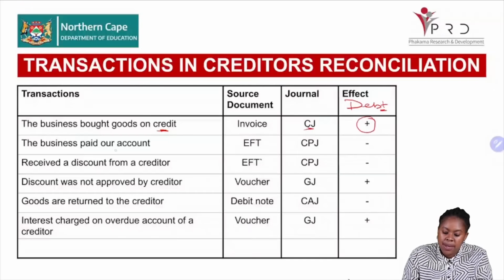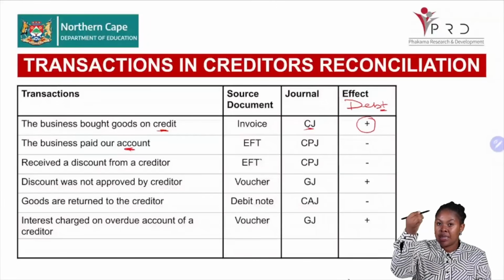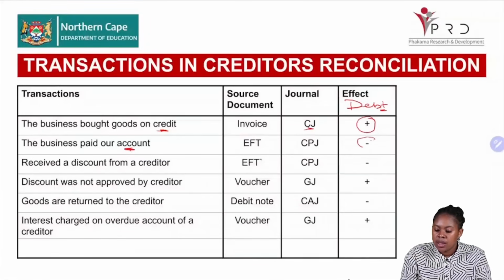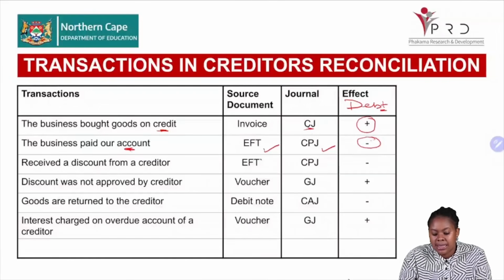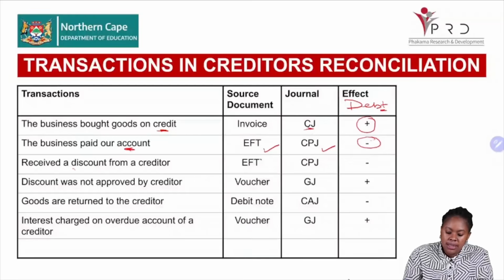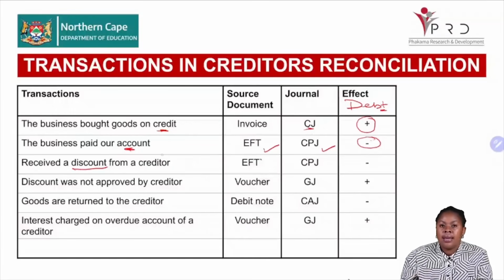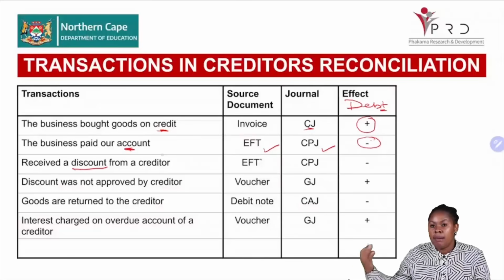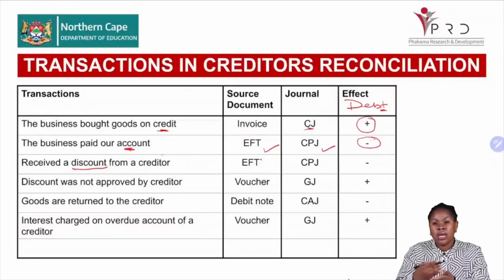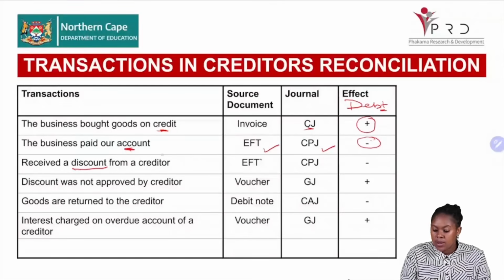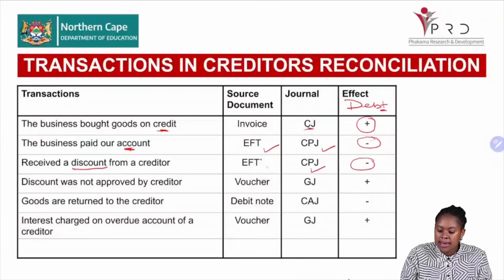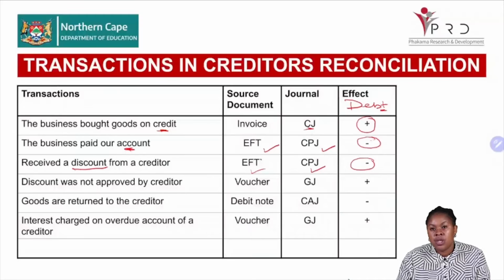So the business paid an account. When we pay, what is happening to our debt? Is the debt increasing or decreasing? The debt will decrease, and obviously it's a CPJ transaction and the source document is an EFT. Received a discount from a creditor, then a discount means that we no longer have to pay that particular amount, so therefore the debt is going to become less. So that's why it's a negative, and it will be with the CPJ transaction.